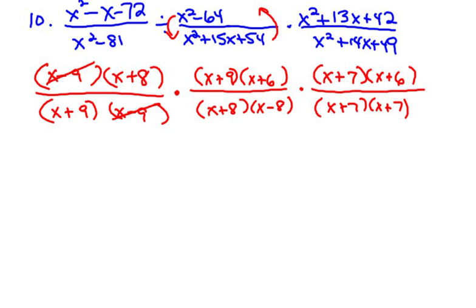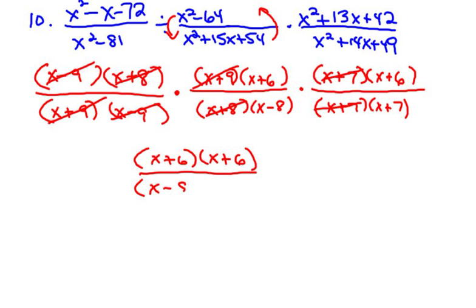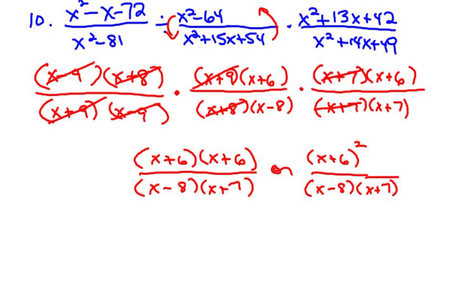So the x minus 9s, the x plus 8, the x plus 9, and let's see, x plus 7, one of them. You'll notice that the x plus 6's here are both in the numerator, so they do not cancel. You may leave it x plus 6 times x plus 6 over x minus 8 times x plus 7. Remember, another way you could write that, since that factor is repeated twice, is x plus 6 quantity squared times x minus 8 times x plus 7. Either one of those is acceptable. This is probably the answer that you would see in the back of books.